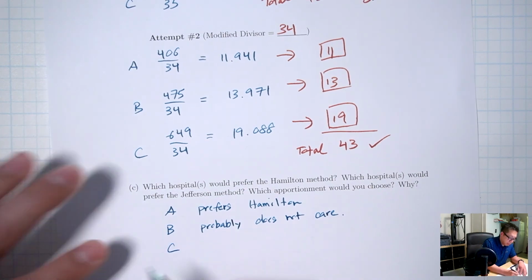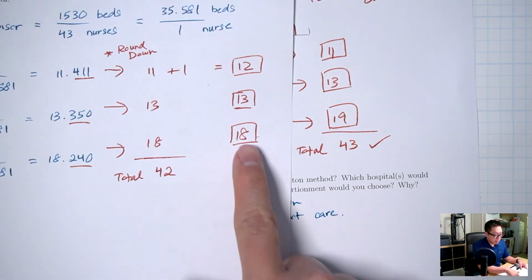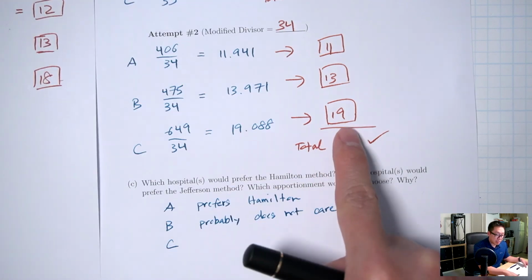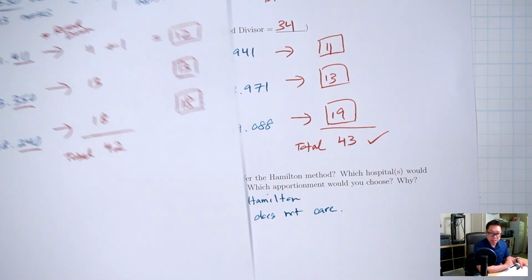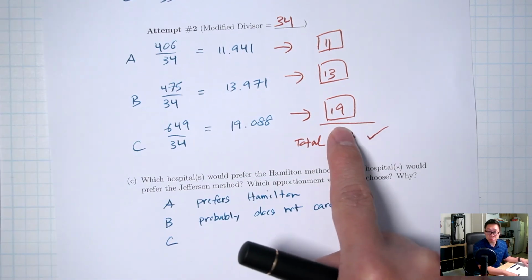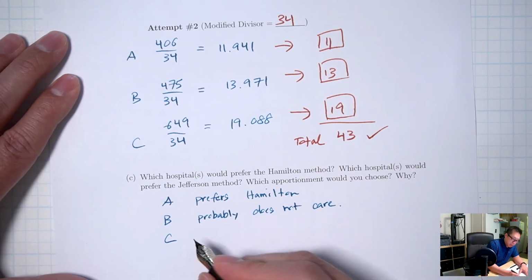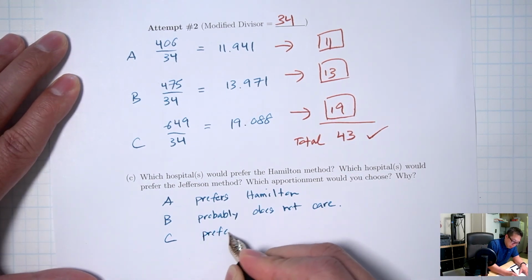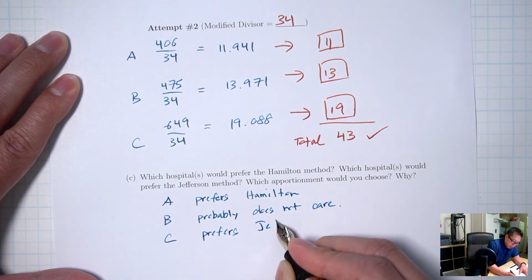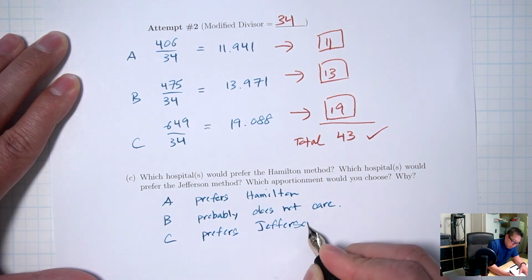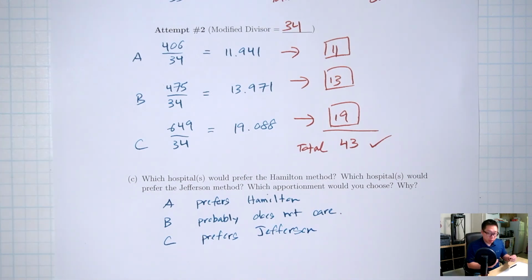What about C? C got 18 with Hamilton and 19 with Jefferson. So C probably wants Jefferson. So C prefers Jefferson. Because they'll get more nurses with the Jefferson method. And then the last question I asked here is which apportionment would you choose?